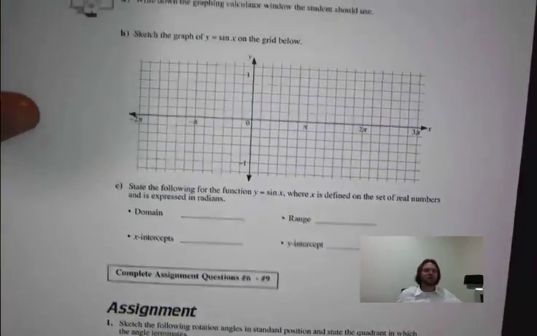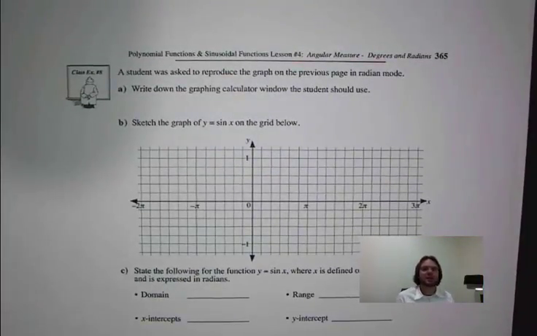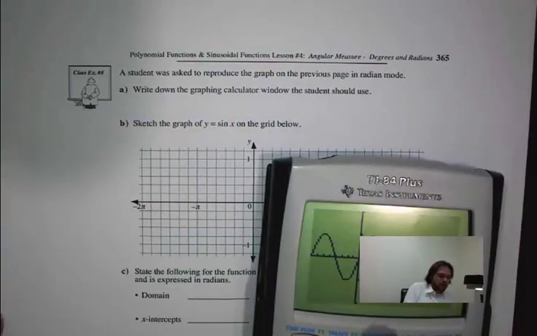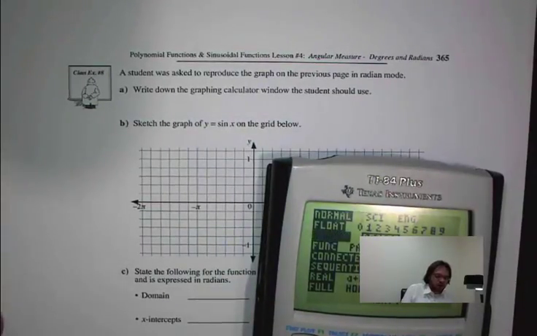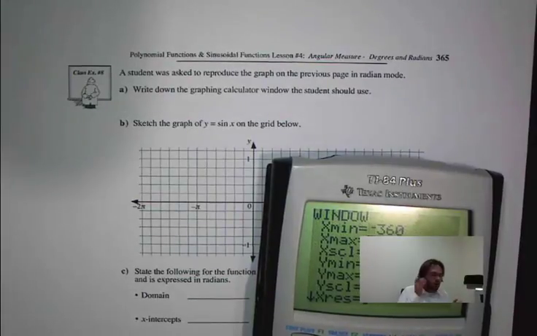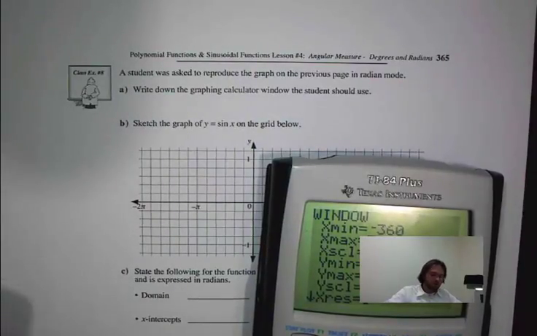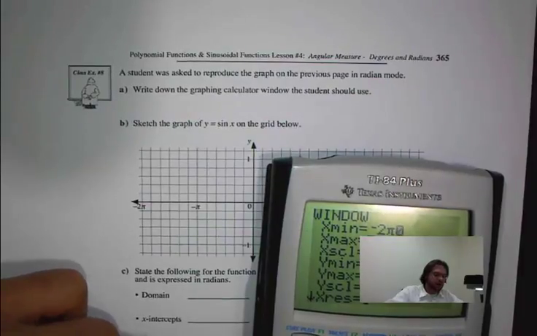So here we go. Here's our class example to graph this. It says, a student was asked to reproduce the graph on the previous page in radians. Write down what the graphing calculator student window should be. So now it's in radians. So we have to change our mode in our graph to radians, right? Now our window can't be this because this is in degrees. So I'm going to go negative 2 pi, since 2 pi is every 360.